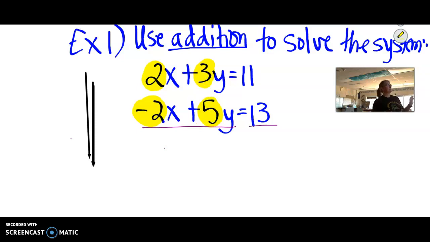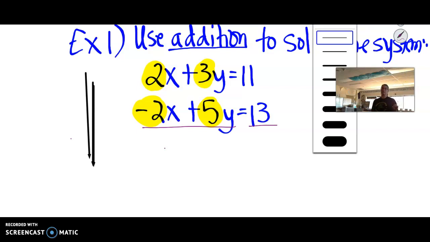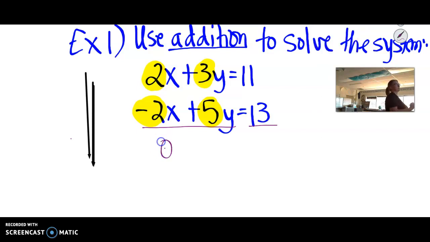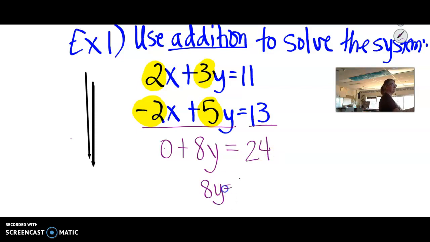And in this particular case, your coefficients on the x are exactly opposite, which is what you want when you're using this method. You want to make the coefficients in front of one of the variables exactly the opposite. Here's why. Now when I add this column, what do you get? What's 2x minus 2x? That's 0. Don't even really need to write it, but I will, just for fun. And the next column, when I add that up, 3y plus 5y is 8y. And then when you add your constants, we get 24. So we end up with 8y is equal to 24.